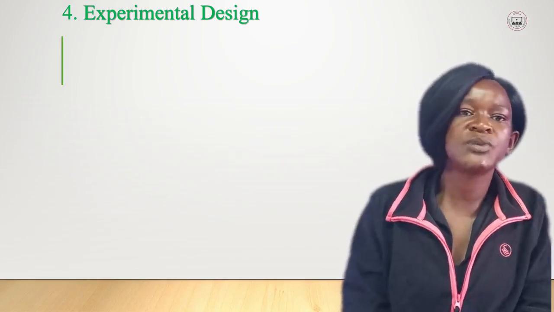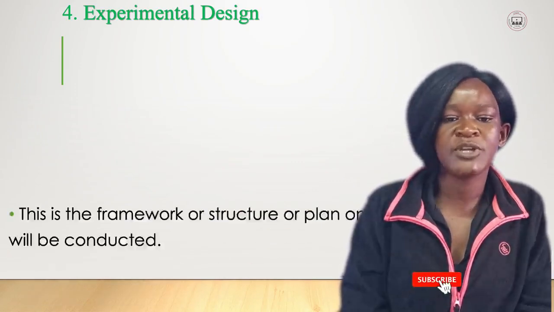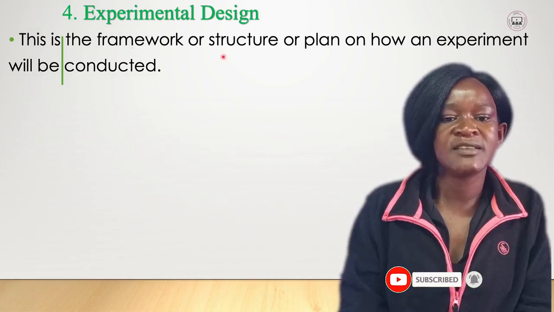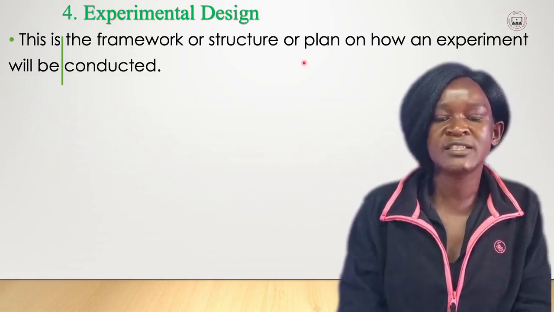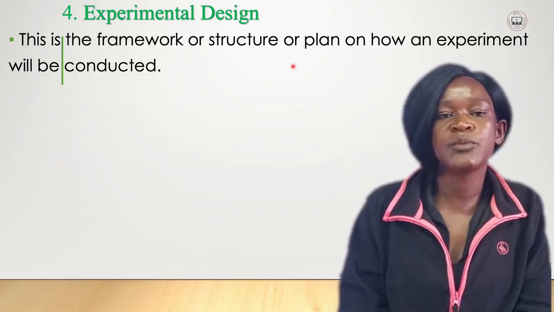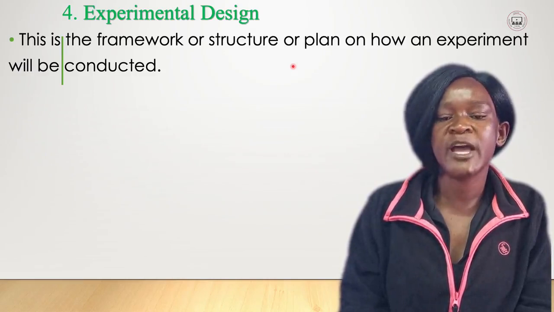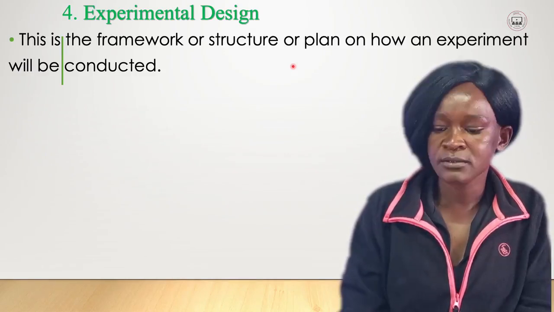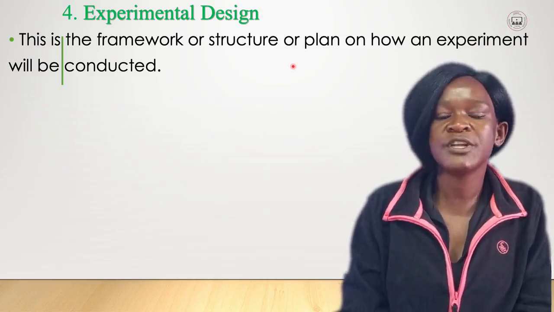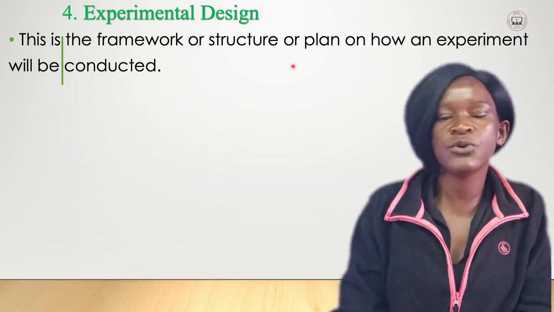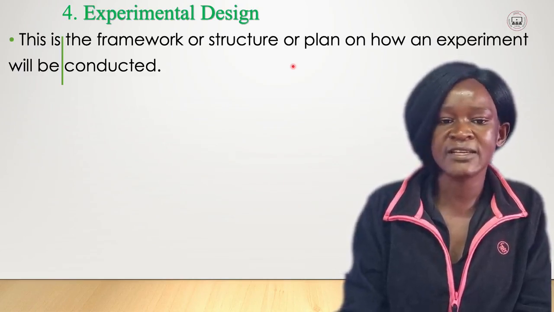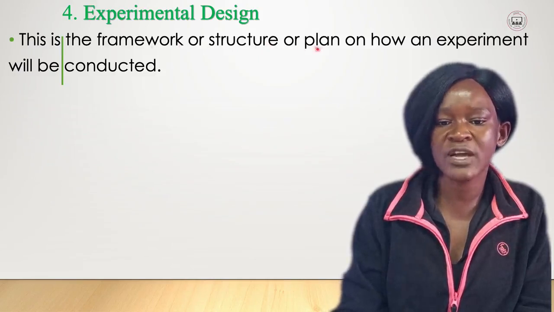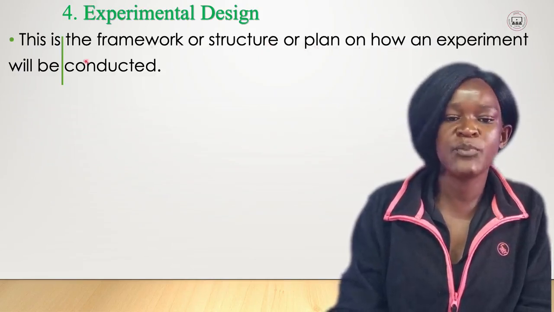The next step is what we call experimental design. This is the framework or structure or plan on how an experiment will be conducted. After you are done identifying the problem, after you have formulated the hypothesis, after you have the aim or objective, you also need to plan. Before you go to the field and conduct the experiment, you need to plan in advance. That stage is what we call experimental design.